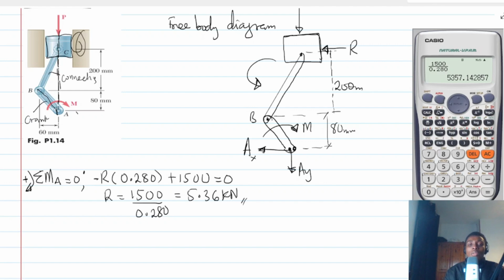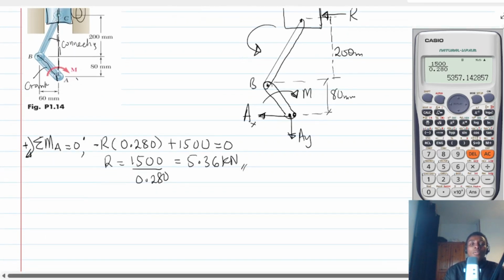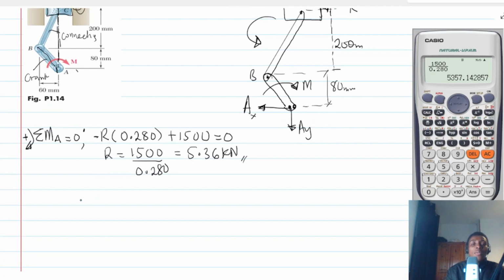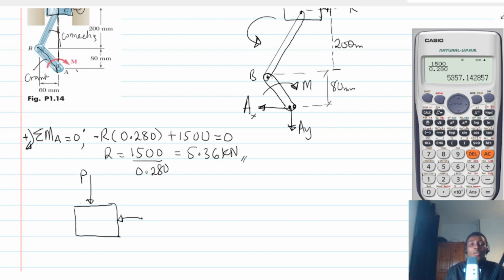So we know this R. So we can now use the free body diagram of just the cylinder. Okay. Now, if I am to look at only the forces acting on the cylinder, then I have this force P, and there is going to be R, which is acting on it.